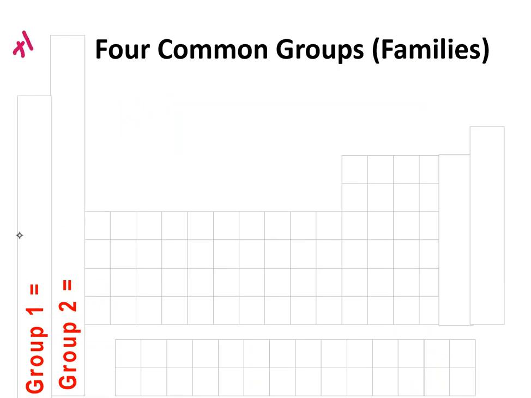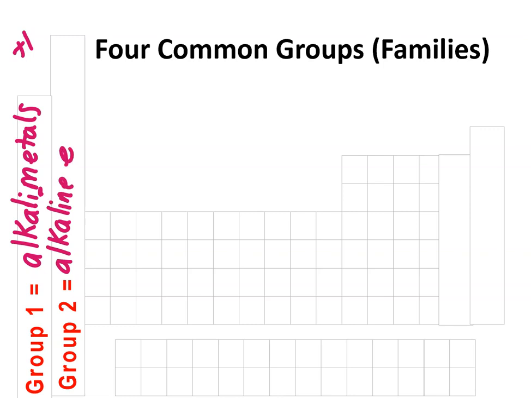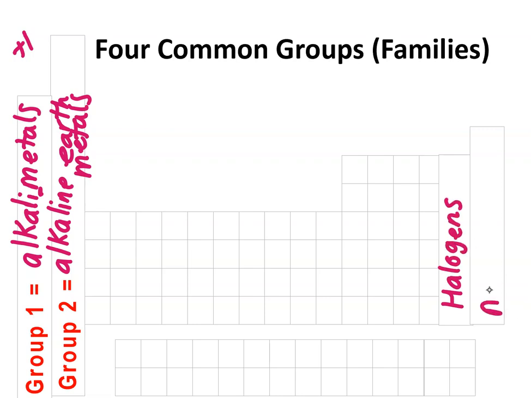All of these form +1 ions. You need to know these four family names. These are alkali metals. Need a space in there. And these are alkaline earth metals. And then over here, these are the halogens. And these are the noble gases.